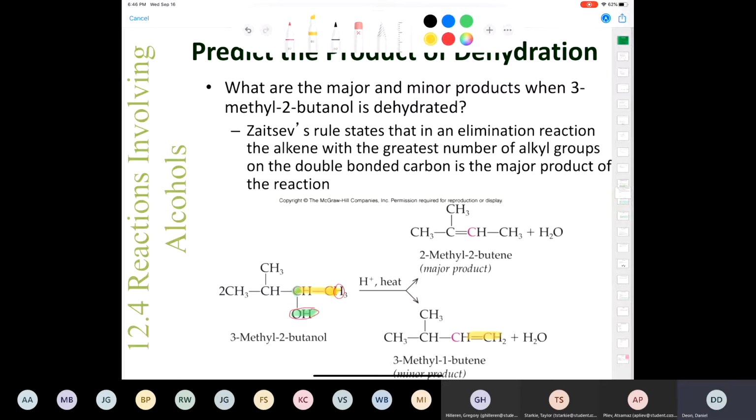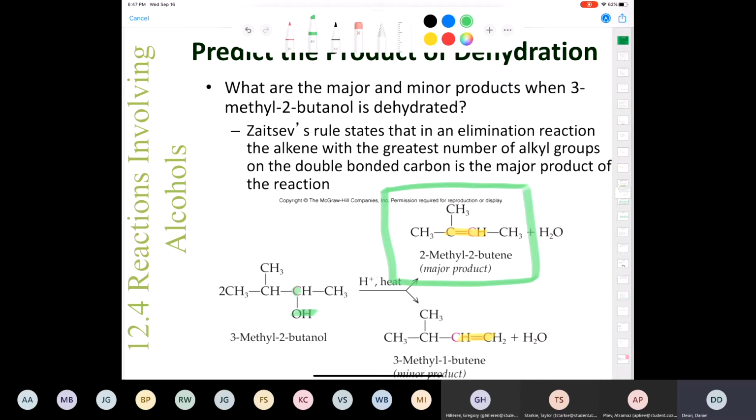Okay, so now that we've drawn the two products, which one of them is the Zaitsev product? Now it already tells us on here. But look, if I look at this carbon-carbon double bond and this carbon-carbon double bond, I'm going to circle this molecule in green. And I want you to tell me, how many alkyl groups are attached to that carbon-carbon double bond? How many total alkyl groups are on that carbon-carbon double bond?